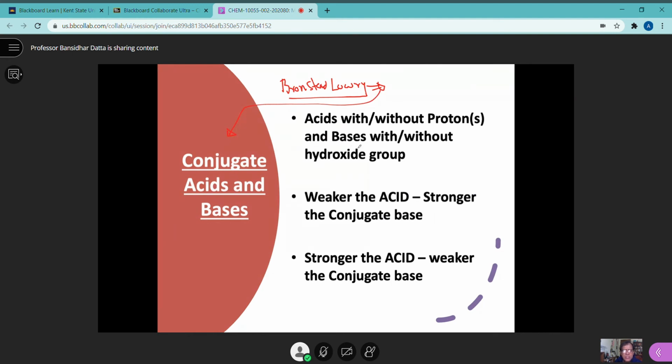What are the conjugate acids and bases? So acids with or without proton or protons, and bases with or without hydroxide ion, they could be conjugate acid or base. So basically, they don't need to have the proton or hydroxide ion in order to be a base. And one such example, I'm giving you NH3. NH3 is ammonia. I don't see any proton because these hydrogens are covalently linked to the nitrogen. I don't see any hydroxide ion, but it is a base.